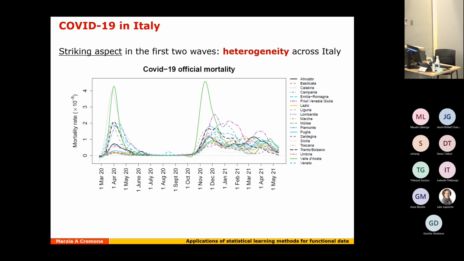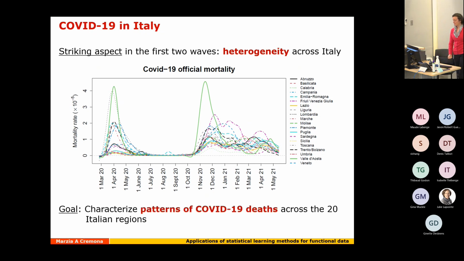So, we can see that there is a huge difference. If we look at the first wave, there were some regions, especially in the south of Italy, that basically didn't have COVID. So they were in a lockdown, but they had basically nothing. Then we had some regions like Lombardia and Valle d'Aosta in the north that were hit very, very hard.